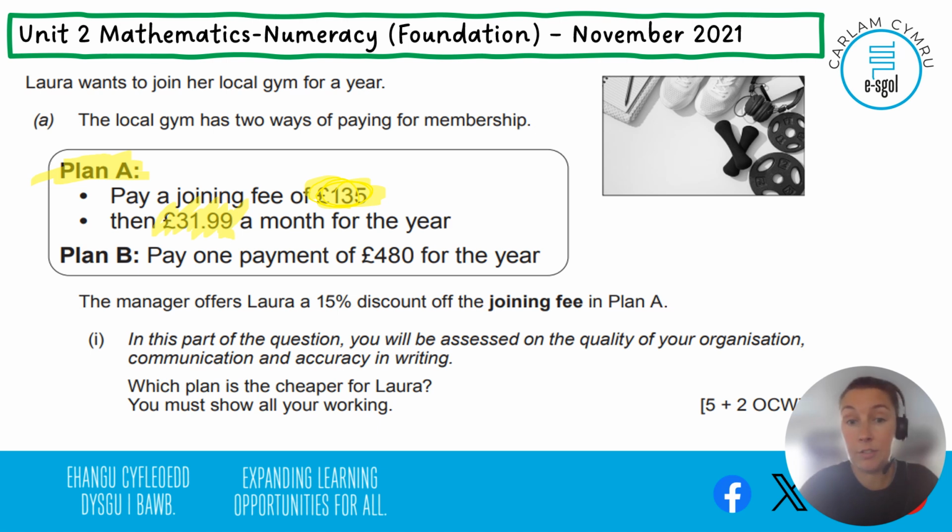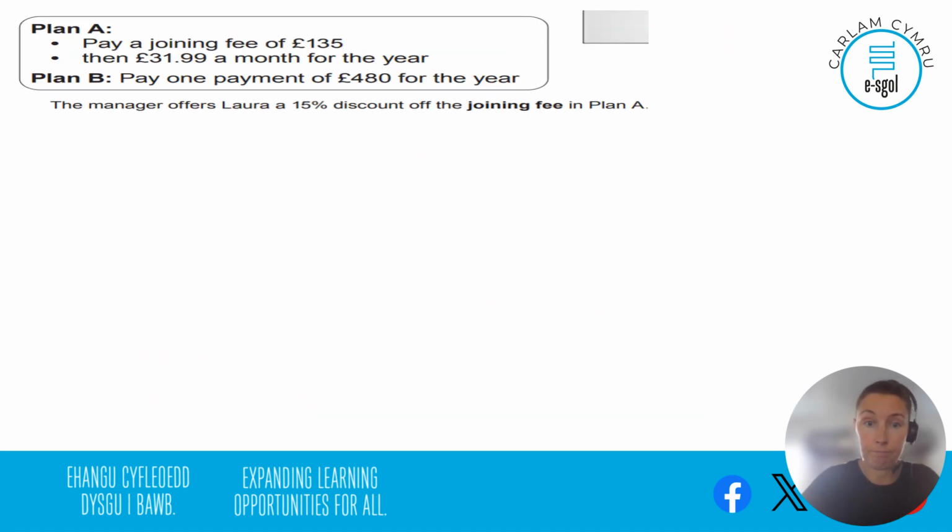The workings out we need to do is for Plan A, because there's a discount of 15%, and that 15% comes off the joining fee only. The joining fee's here, which is £135. And then step 2 will be to work out how much 12 times £31.99 is for the year. Okay, so step 1. Colour would help. There we go.